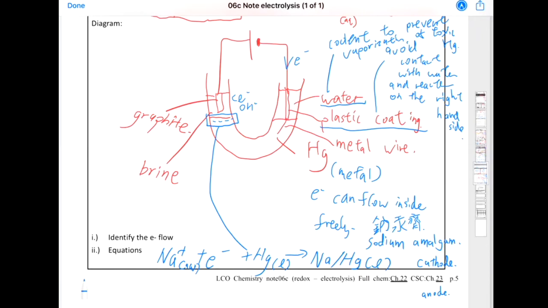Cl minus, because its concentration is very high. Thank you. Cl minus will discharge because now we are using brine, which is concentrated sodium chloride. So its concentration is much higher than hydroxide ion, so it will preferentially discharge to form chlorine gas. So for the anode, the analysis is just the same as you learned before.